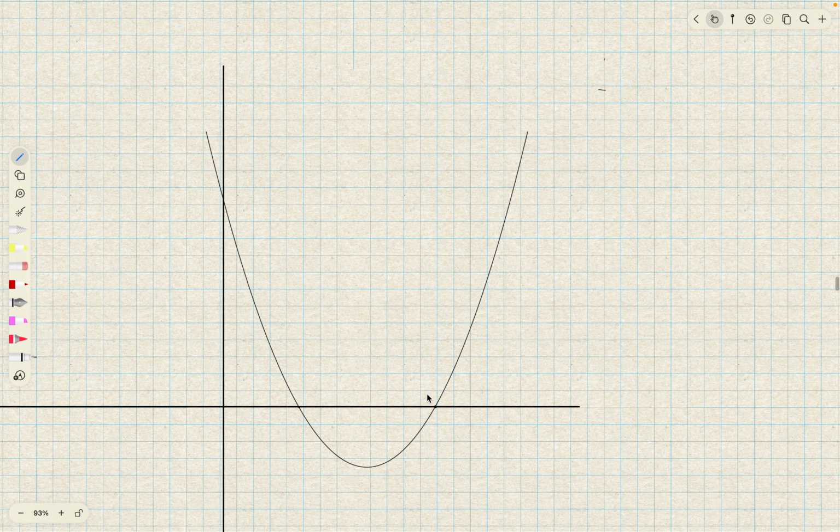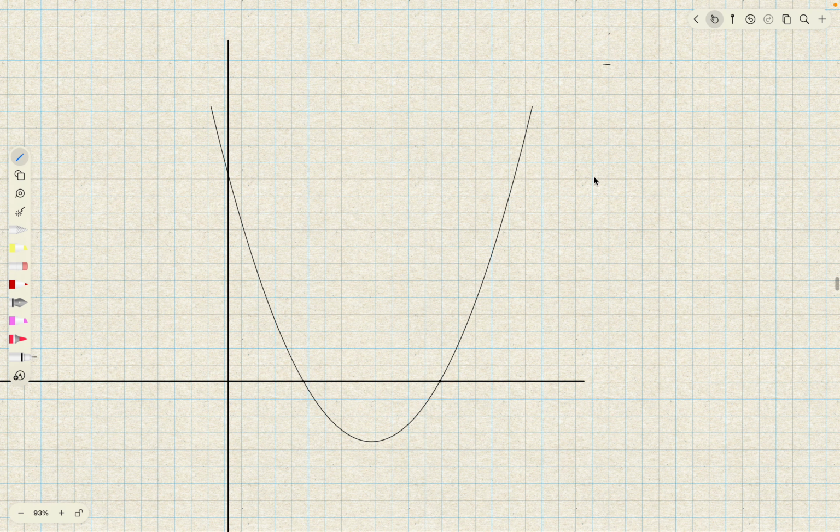For example, we can find the points where our function crosses the x-axis. It simply means at these points the value of y is 0, the value of the function is 0. So in general, we write the formula for a quadratic equation: ax squared plus bx plus c.